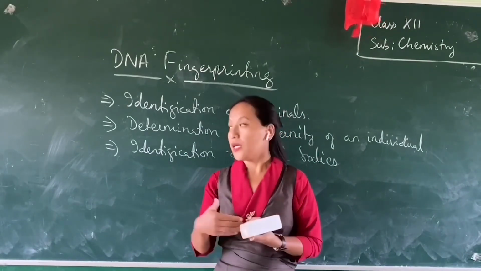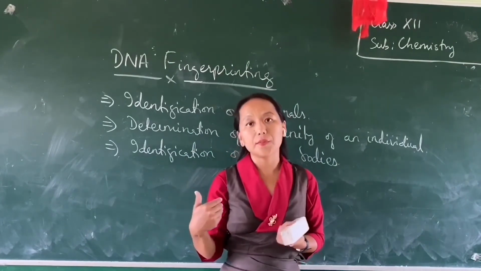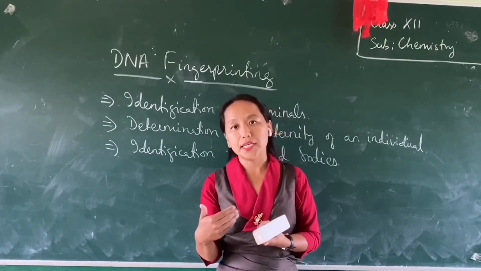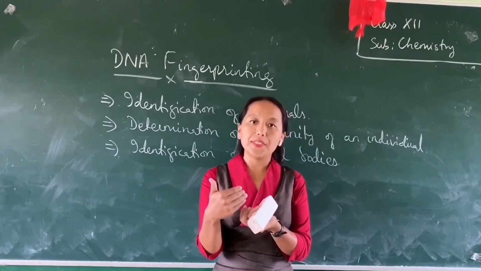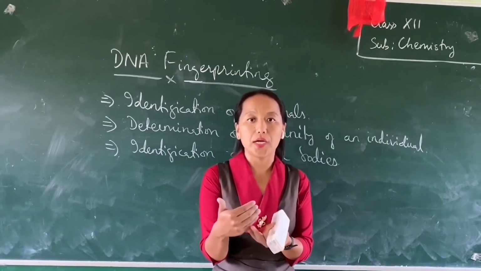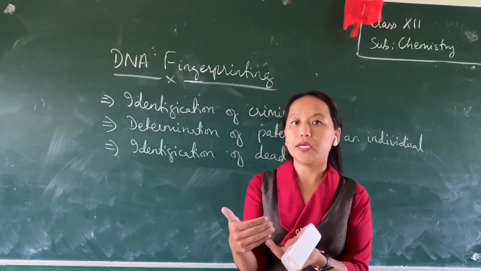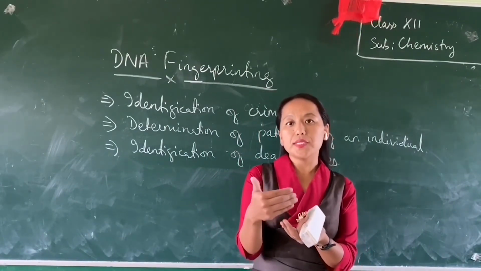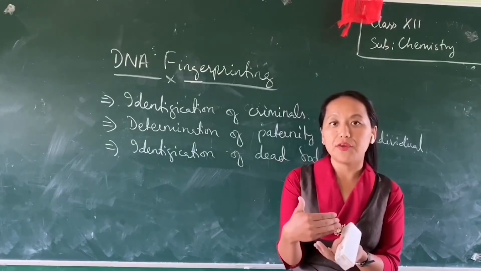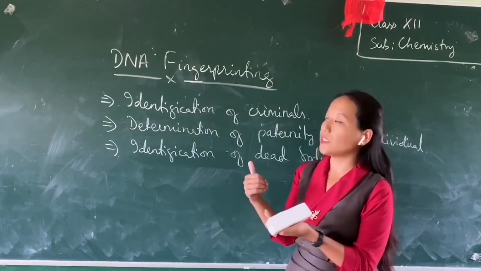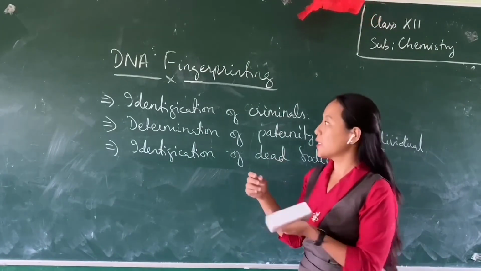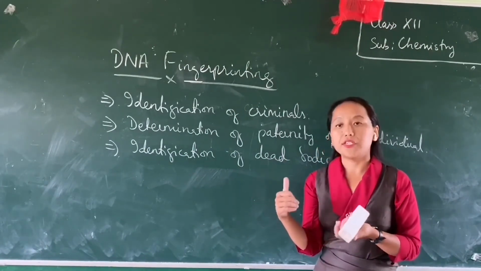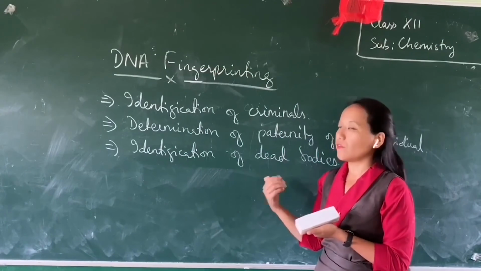DNA fingerprinting is used to study the base sequence of DNA of an individual, and the individual can be identified through this process called DNA fingerprinting. It is used in identification of criminals, determination of paternity of an individual, and identification of dead bodies.